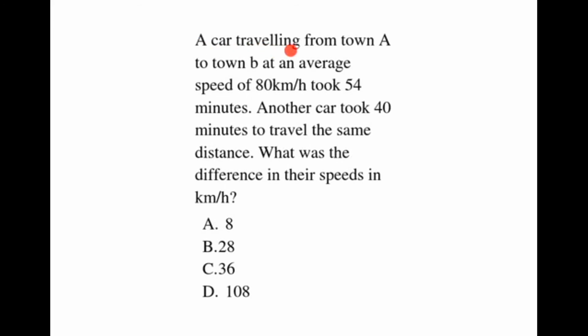A car traveling from town A to town B at an average speed of 80 km per hour took 54 minutes. Another car took 40 minutes to travel the same distance. What was the difference in their speeds in kilometers per hour? We proceed as follows. Solution.